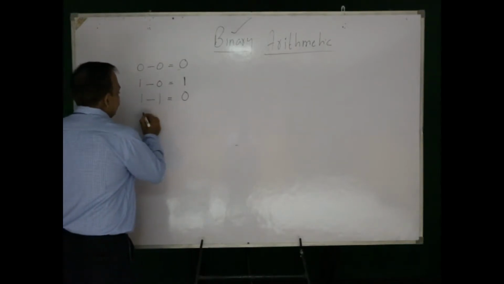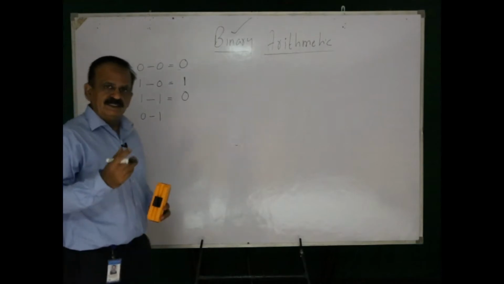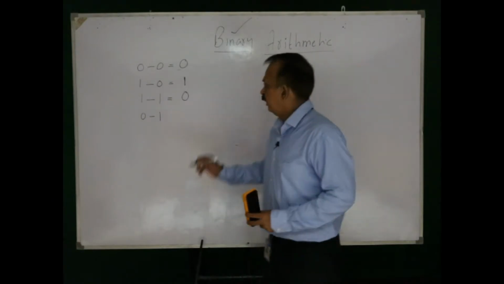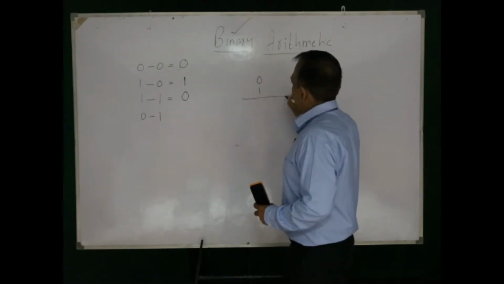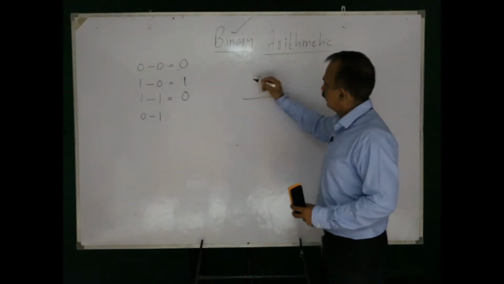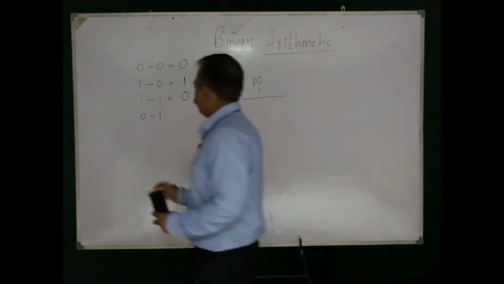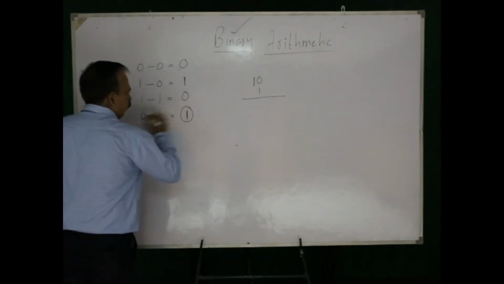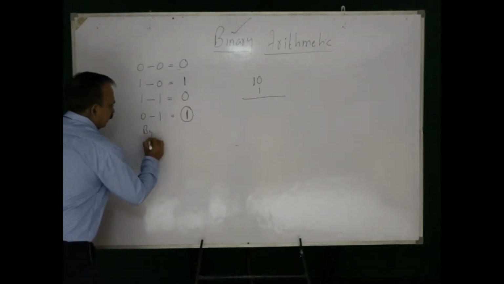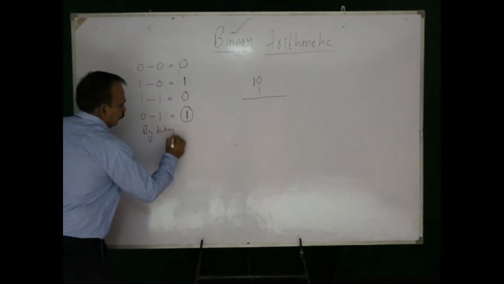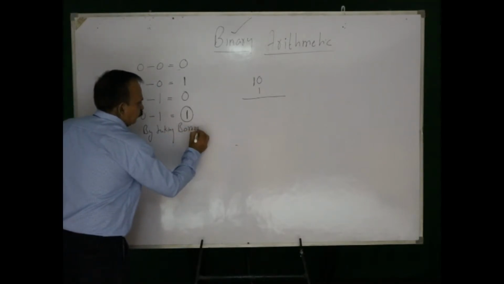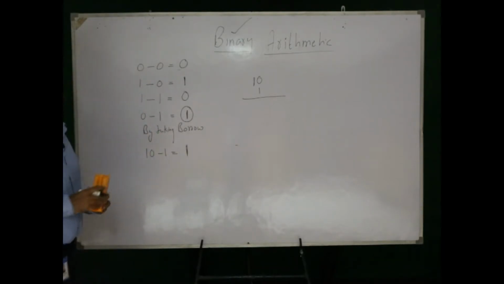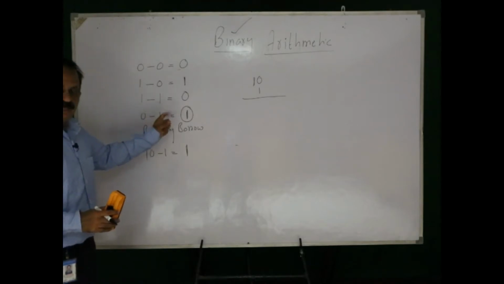Now what about 0 minus 1? When there is 0 minus 1, we have to take a borrow from the next position. Say this is 0 minus 1, and we will be taking a borrow from the next, and it is going to be 1 0, and 1 0 minus 1, the difference will be equal to 1. This is by taking a borrow from the next position. So 10 minus 1 is going to be 1. So I took a borrow.